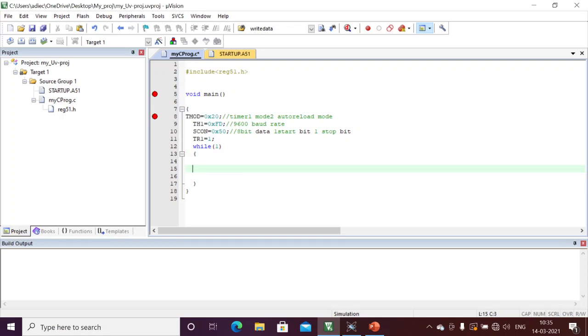Here I am placing the data to the SBUF. SBUF equal to, here I am just placing a character 'A', nothing but 41. I placed the data, and I need to check whether my transmission is completed or not. Here I am just checking my TI flag. Whenever my transmission is completed, this flag is automatically set to 1 by the controller. Until it is 1 I am waiting here, and after that I should clear the flag for the next transmission.